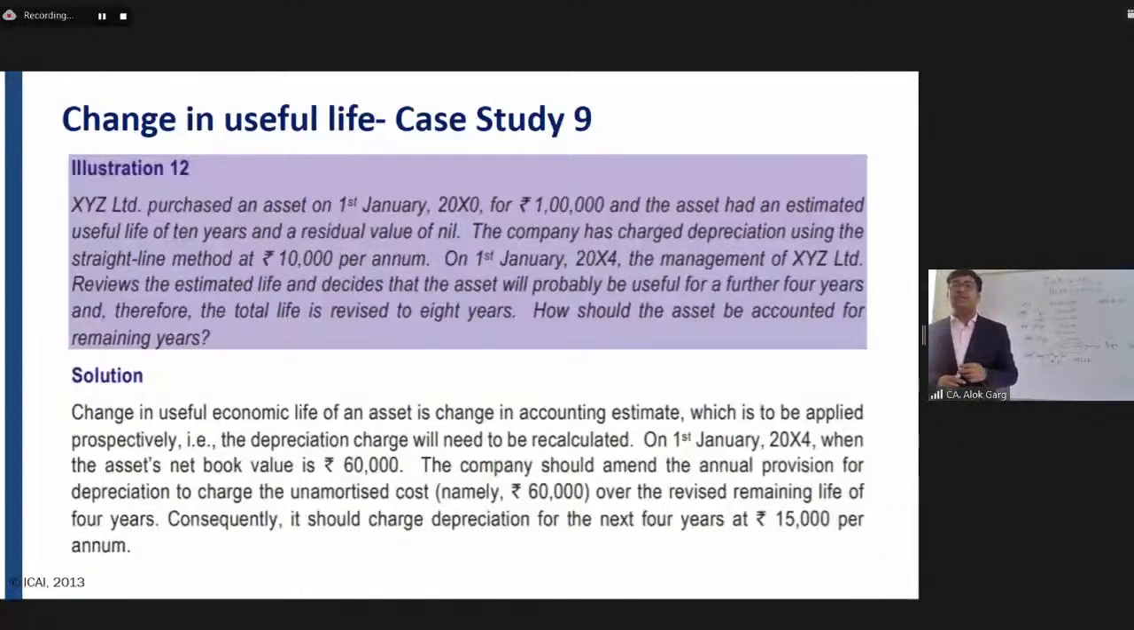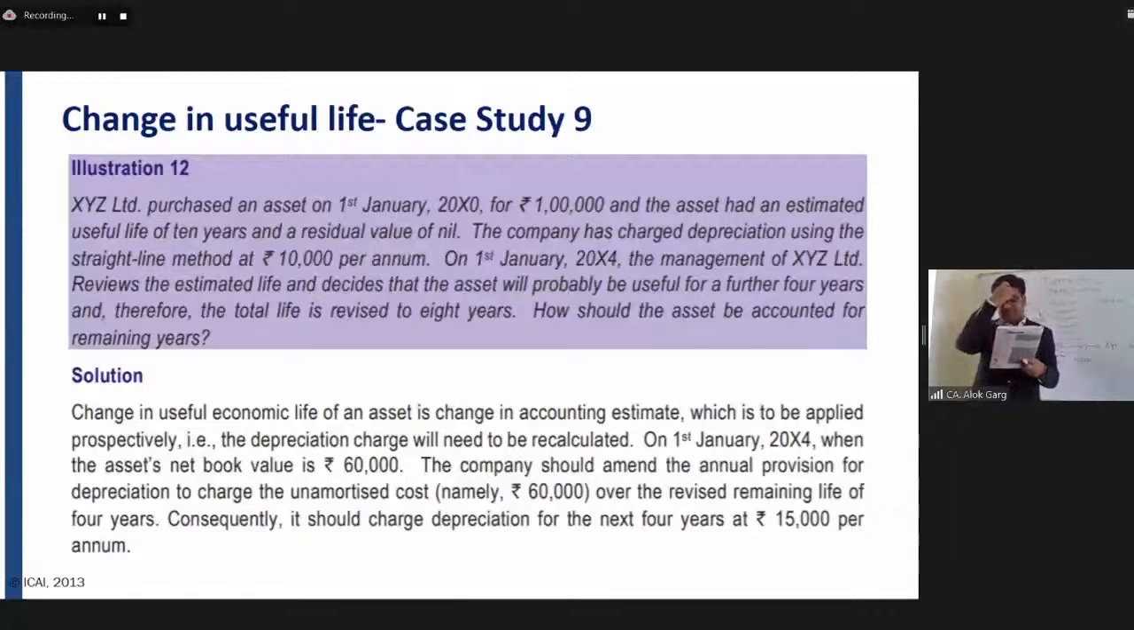Now we will solve illustration number 12. XYZ Limited, illustration number 12 of the Institute study material, at page number 7.57. XYZ Limited purchased an asset on 1st January 2010, 20X0, for rupees 1 lakh, and the asset had an estimated useful life of 10 years and a residual value of nil.